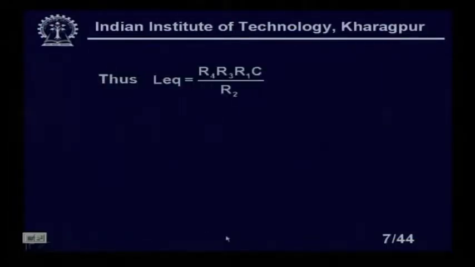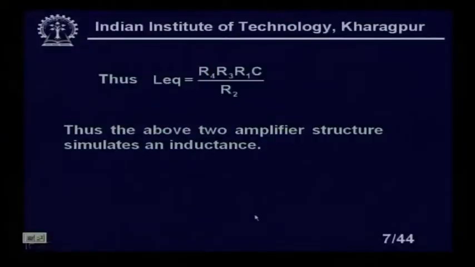So, thus I can write the L equivalent, or inductance equivalent, equal to R4 R3 R1 C by R2. You see there are various combinations of this; you can have any one of these, suppose you can choose R4 also, or the capacitance, by which you can get the equivalent inductance, right. Now, thus the above two amplifier structure simulates an inductance, that is actual.